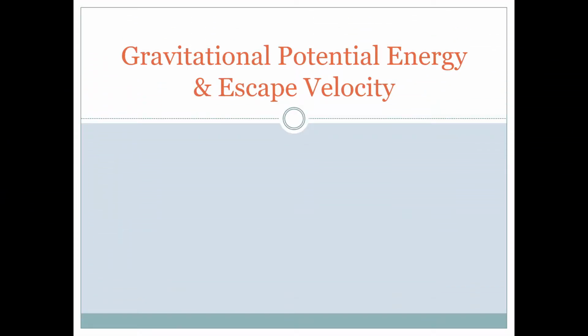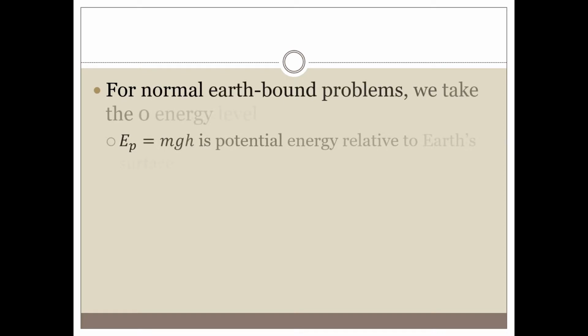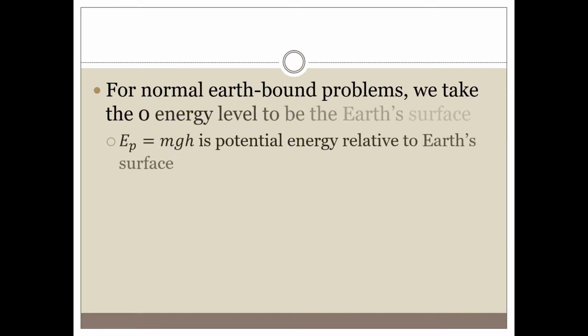This is Mr. Arocena, and on today's video, we're going to be talking about gravitational potential energy and how it pertains to escape velocity. Now, I've talked about gravitational potential energy before for normal Earth-based problems, and if you recall, to calculate gravitational potential energy for these problems, we would just take our force of gravity, so mass times g, and multiply it by how high the object is above the Earth's surface.